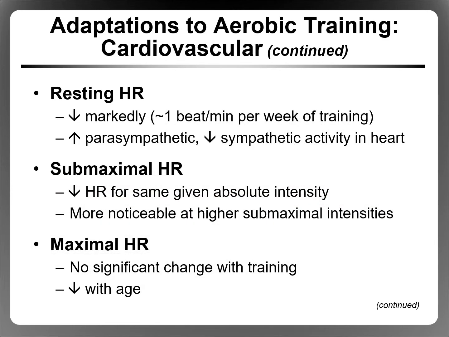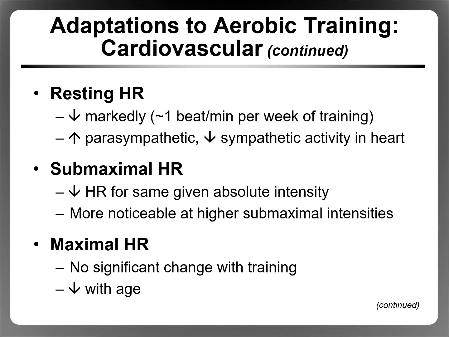So other cardiovascular adaptations, we know resting heart rate tends to decrease. A good way to think about this is you'll see about a drop of 1 beat per minute per week of training. So if I want to see a 10 beat per minute drop, say somebody has a resting heart rate of around 70, we want to get them down to around 60. That's going to take about 10 weeks of training. This works because we have an increase in our parasympathetic tone and a decrease in our sympathetic activity of the heart. Our heart is becoming much more efficient.